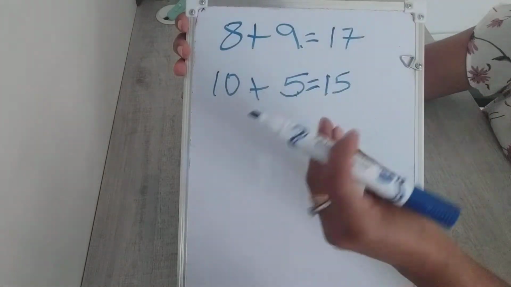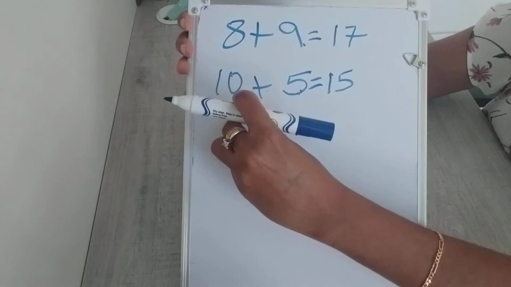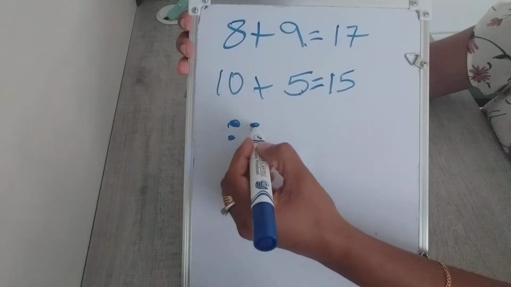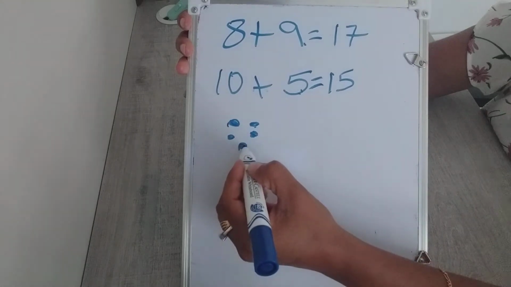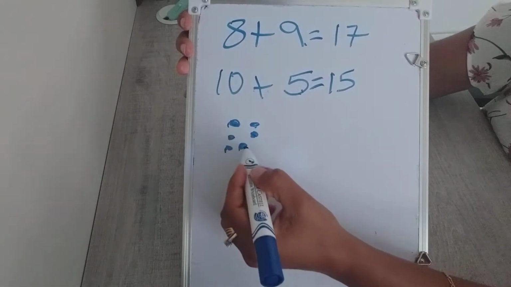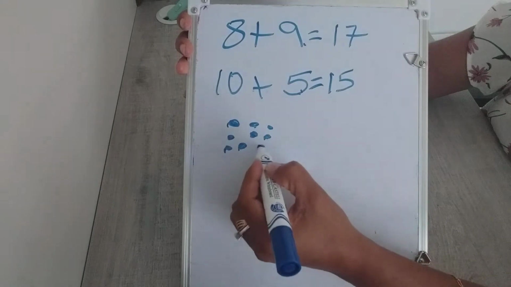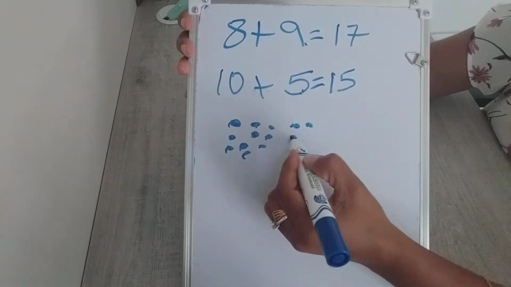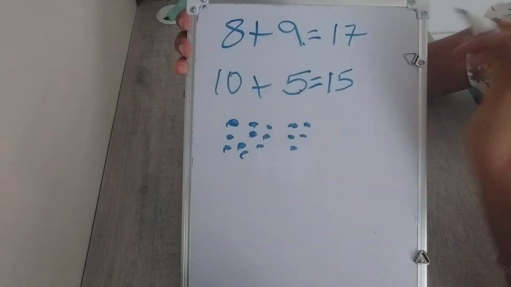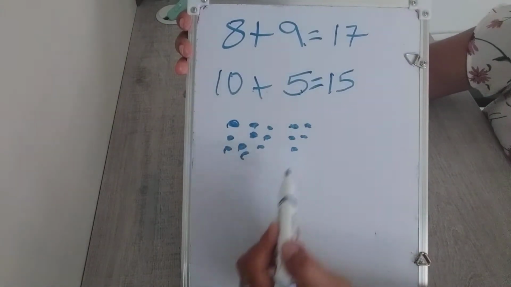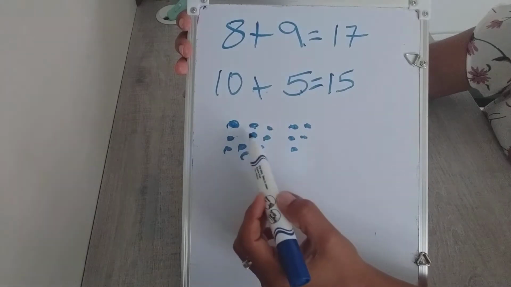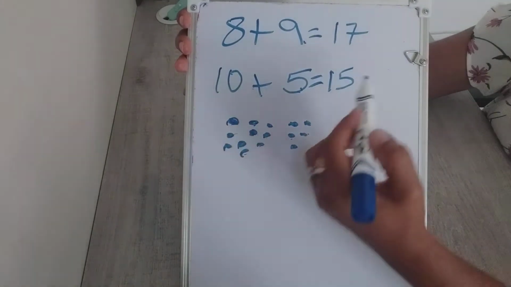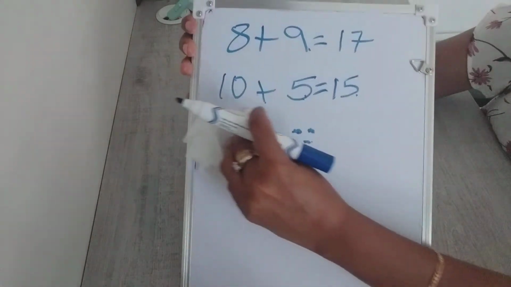If you have any small things like seeds, you can put 10 here. For example, here I have chickpeas. 1, 2, 3, 4, 5, 6, 7, 8, 9, 10 chickpeas here. And here I have 5 chickpeas. Okay, this is my chickpeas. I count together: 1, 2, 3, 4, 5, 6, 7, 8, 9, 10, 11, 12, 13, 14, 15. The answer is 15. Like that, you can count.